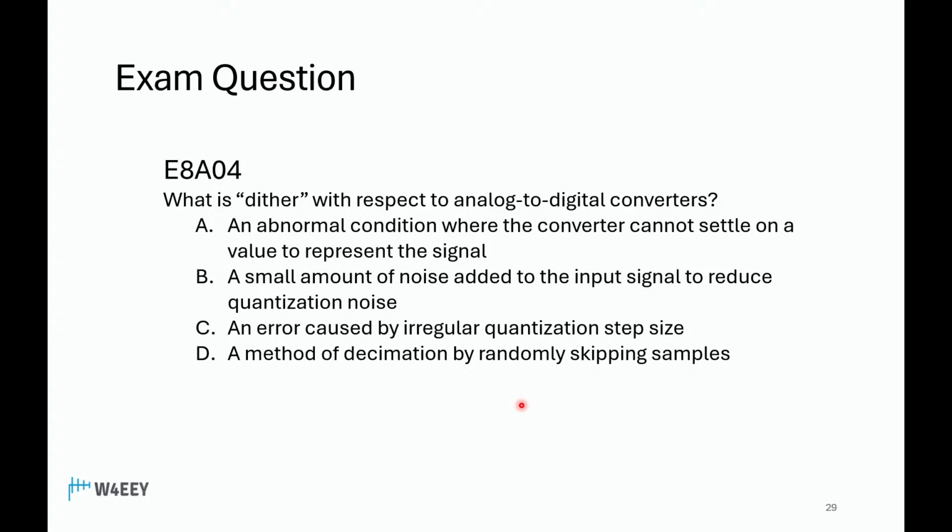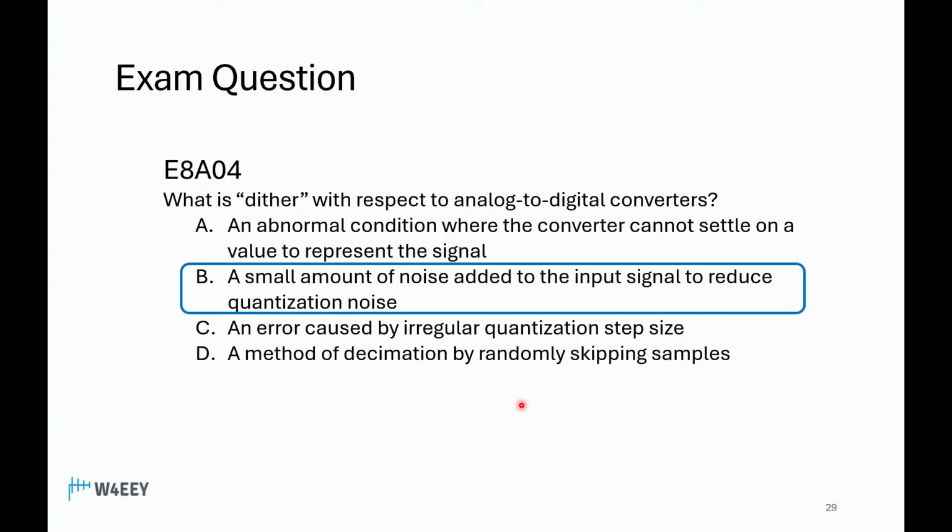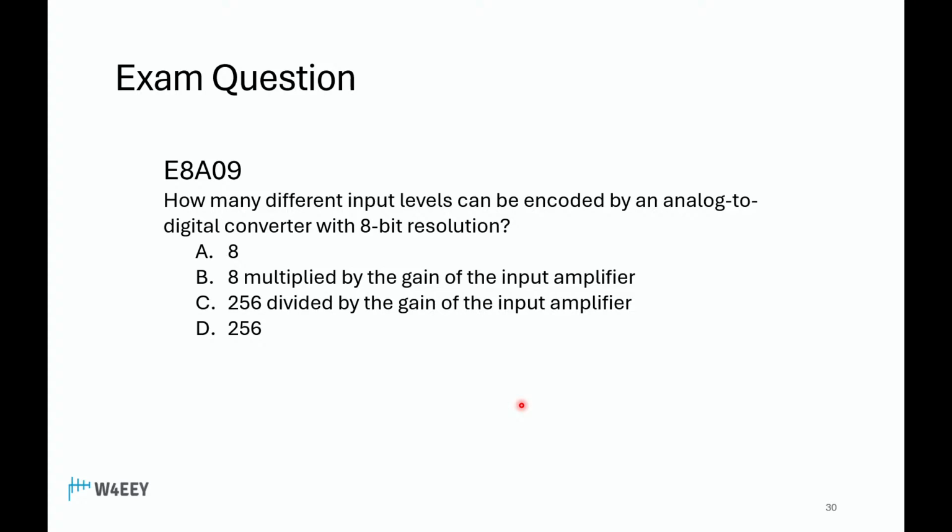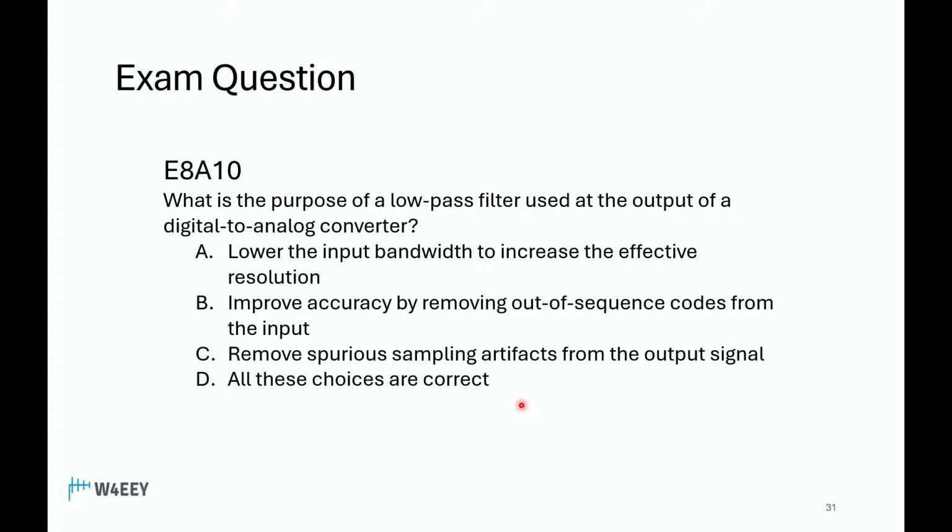Baker. It is Baker. Yep. A small amount of noise added to the input signal to reduce quantization noise. And quantization noise is, of course, that stair-step effect with the rigid harmonics. Okay, here's the other bit number question I mentioned. How many different input levels can be encoded by an analog to digital converter with 8 bits of resolution? Delta. Delta. 256, which is 2 to the 8th power. I'll never forget that after messing it up on the calculator.